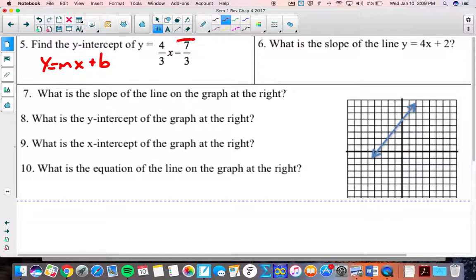In this case, we're subtracting 7/3, so that is the y-intercept. The y-intercept is a negative 7/3.